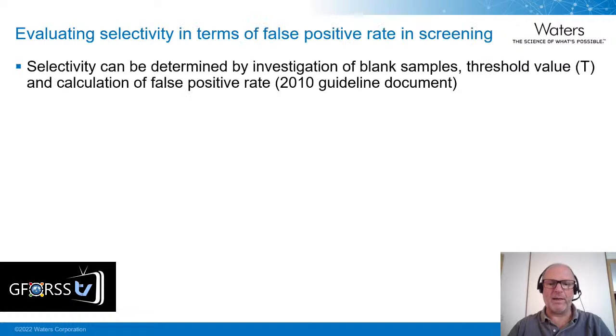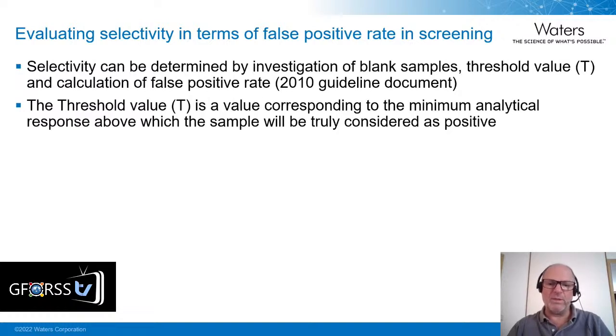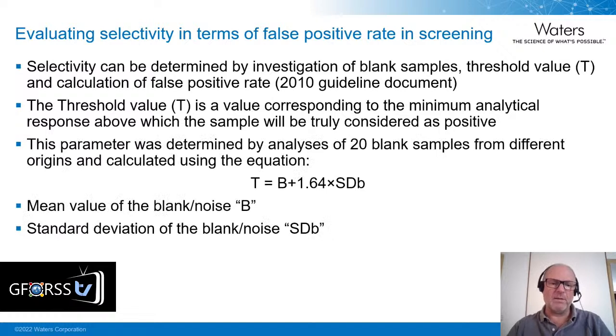The 2010 guidelines document on screening methods provides some information about determination of selectivity for screening. It can be determined by the investigation of the responses from a series of blank samples to calculate a threshold value from which we can determine the false positive rate. Threshold value is defined as a value corresponding to the minimum analytical response above which the sample will be truly considered as positive. And this parameter is determined by looking at the responses from the analysis of 20 different blank samples from different origins, and it's calculated using the equation that you can see on the slide.